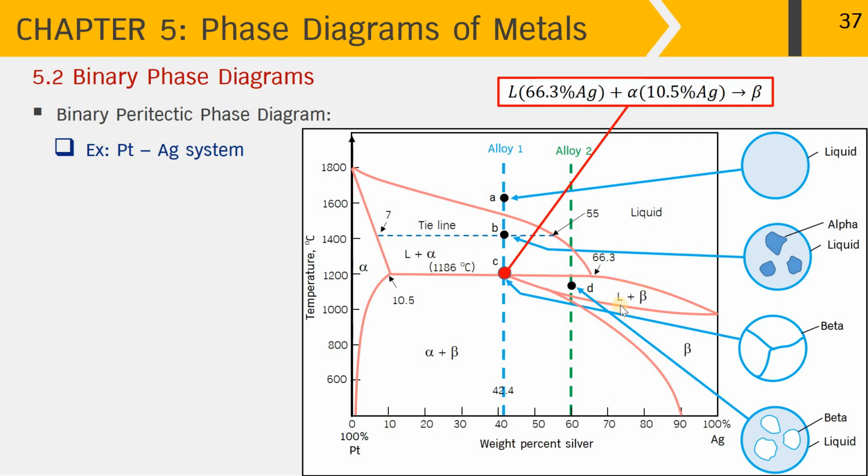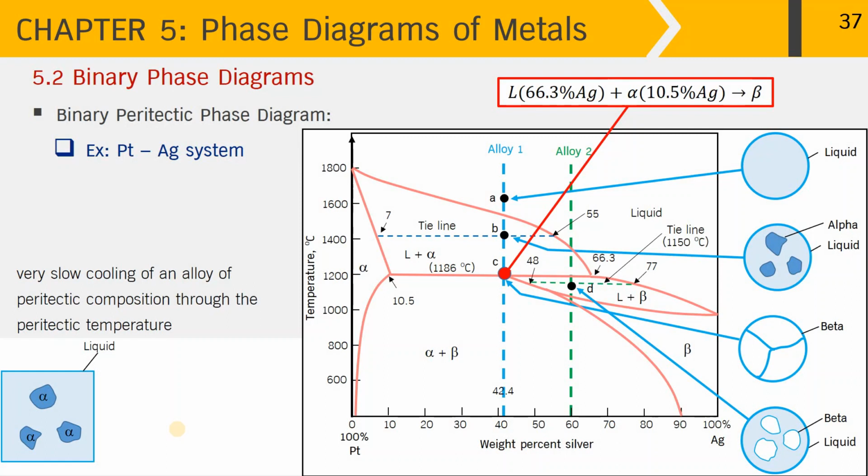We are now in the two-phase region of liquid and beta phase. And so we have the liquid phase surrounding the beta phase solid solution. And by drawing a tie line over here, the composition of the liquid phase is at 77 weight% of silver, and the composition of the beta phase is at 48 weight% of silver.